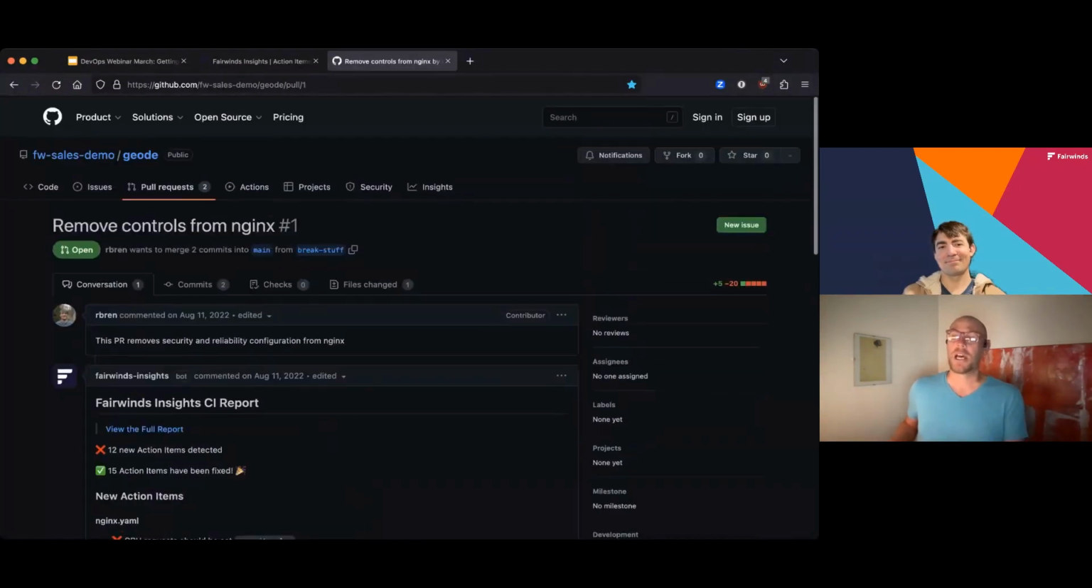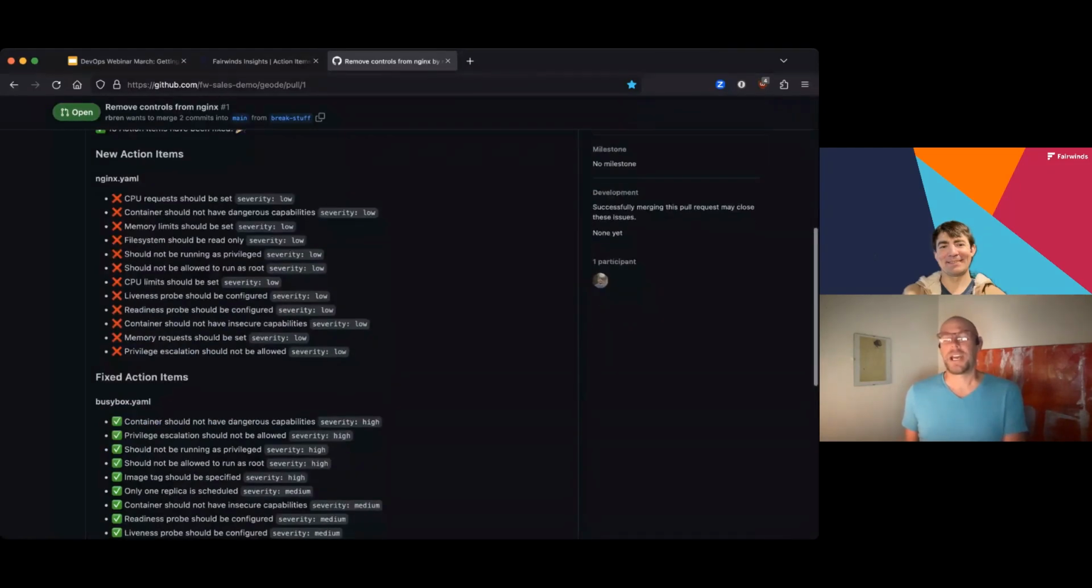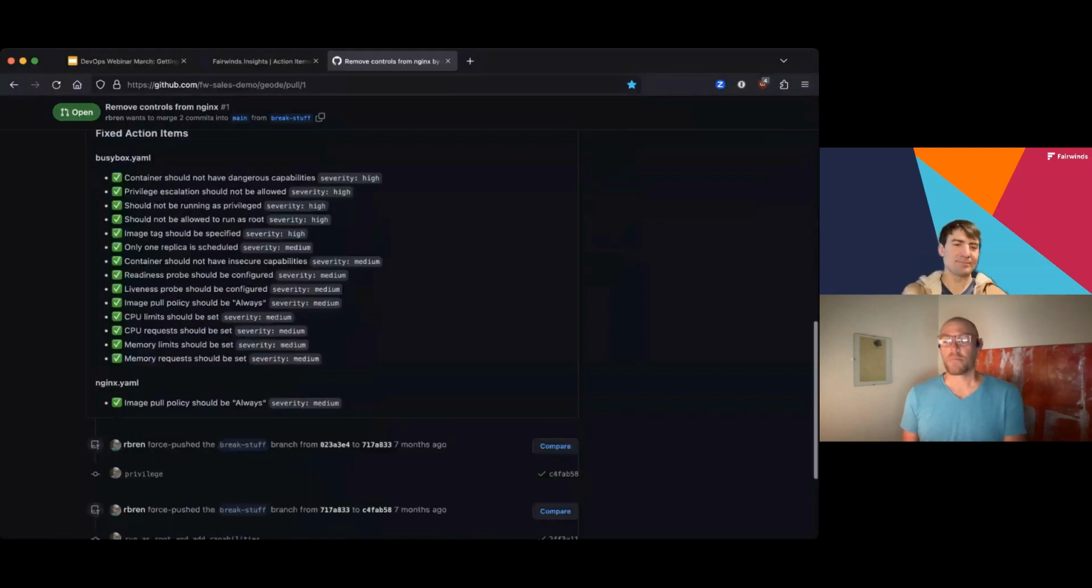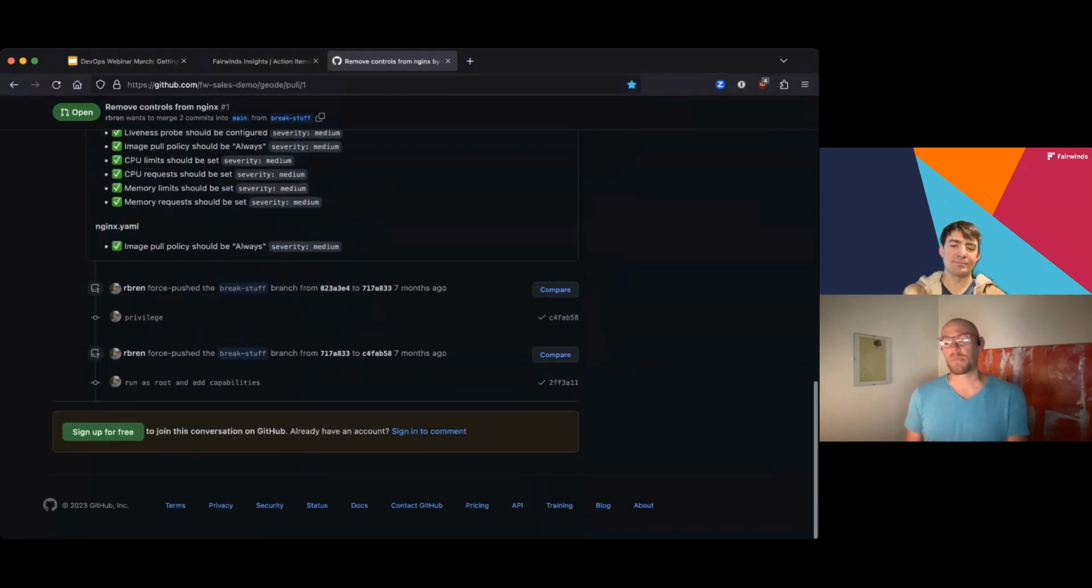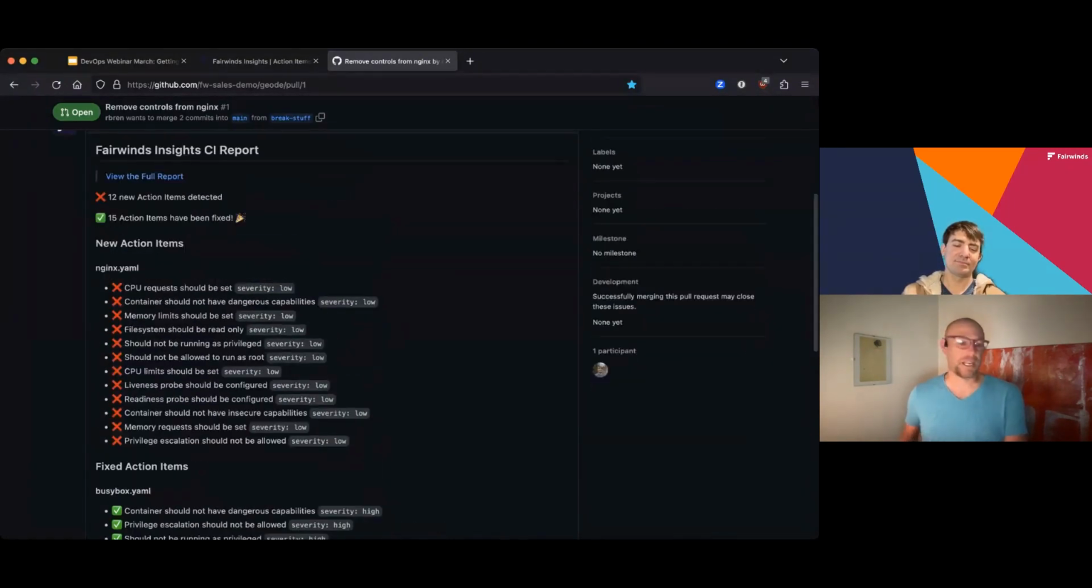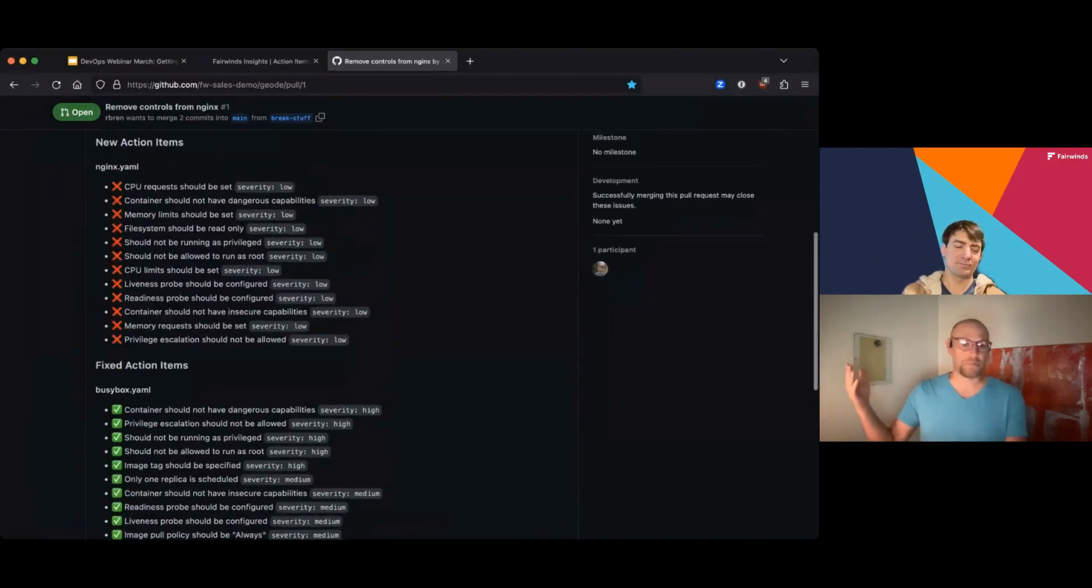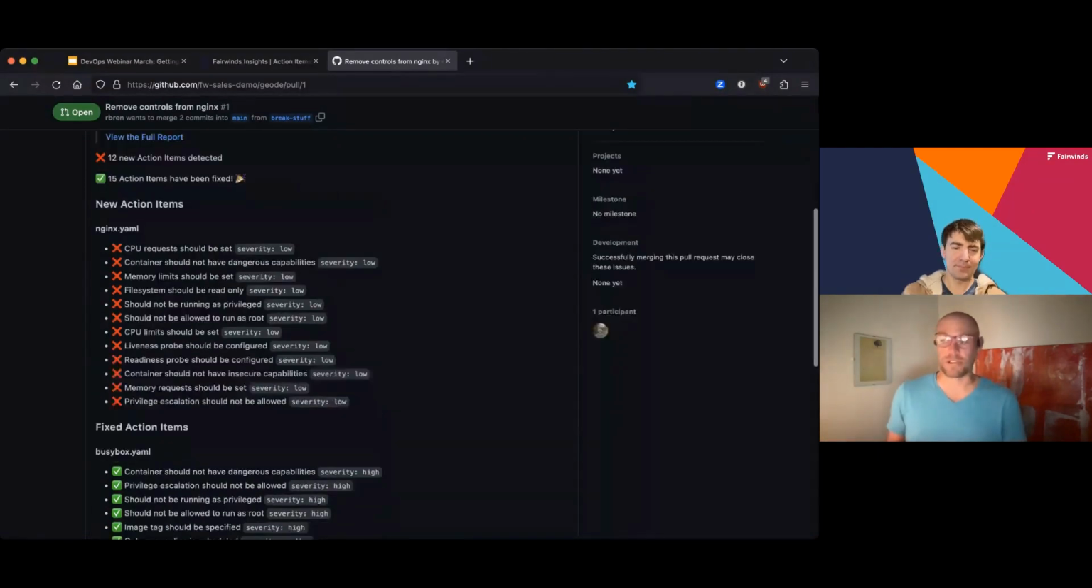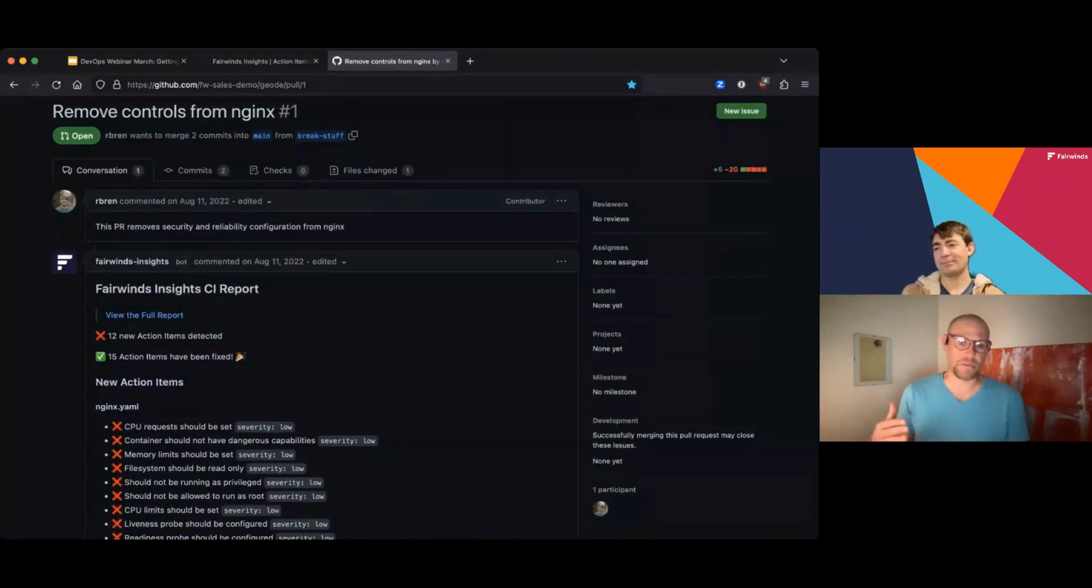So here's Robert actually removing security and reliability configuration from Nginx because he's trying to prove a point. And you can see in a workflow that he's familiar with, there are action items and issues that are all of a sudden being reported. So these are severity low, but we can block a deployment as a result of this. So we can say, hey, anything that has high severity, you can't deploy. And we can keep a deployment from happening as a result of this. This is just a picture of this integrated with GitHub Actions. You can plug it into all kinds of things.